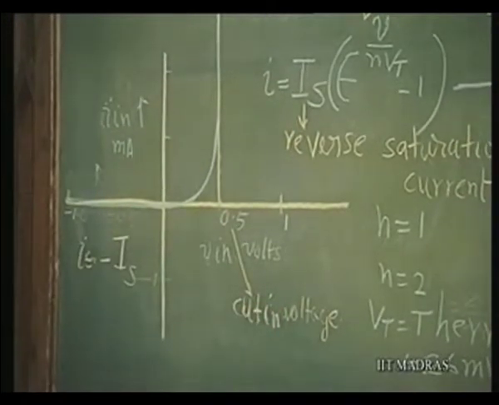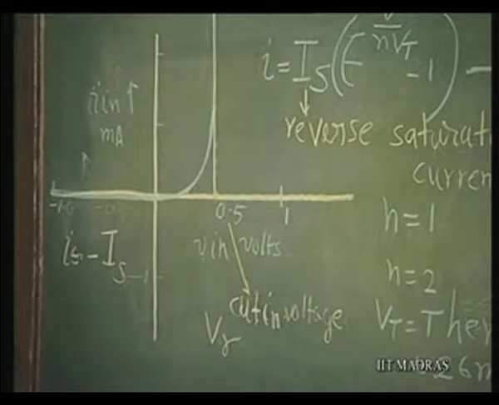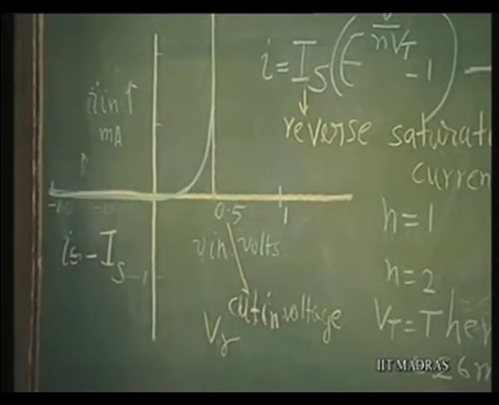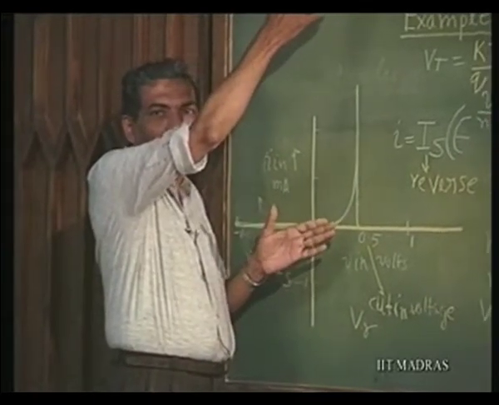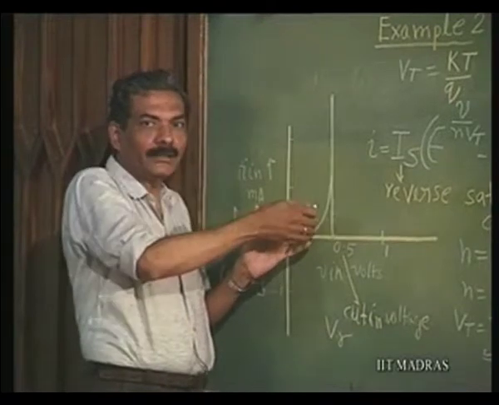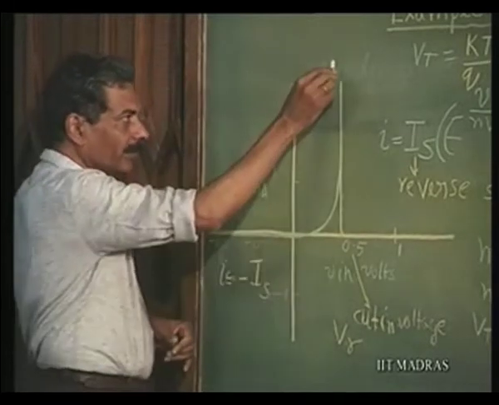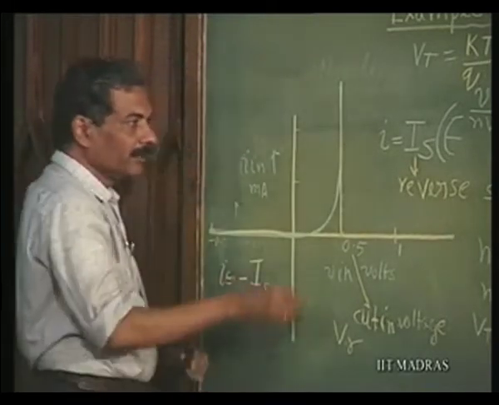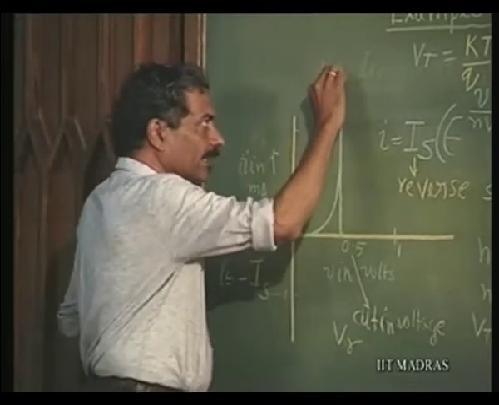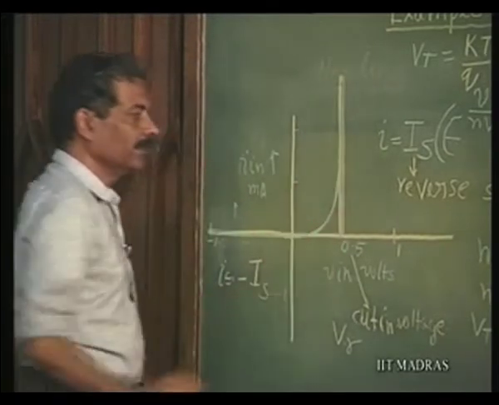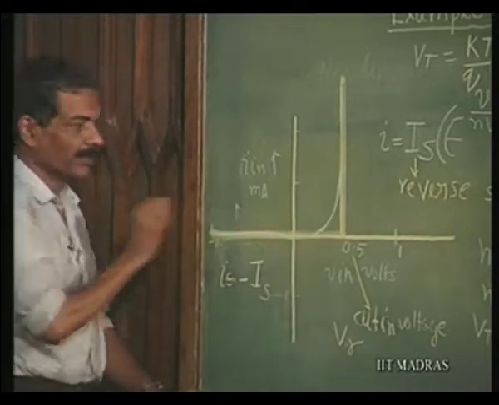So, this cut-in voltage is called V gamma. This is typically for silicon around 0.5 to 0.7. After that voltage, the current increases enormously for a small change in voltage, which means the resistance is very small. If you want to approximate this diode, you can approximate the semiconductor diode with this kind of characteristic, that is, it has almost a vertical line here and almost a horizontal line here.